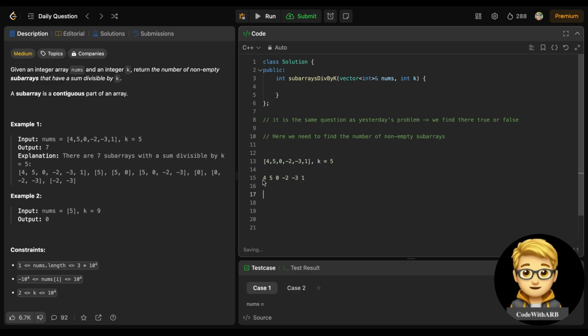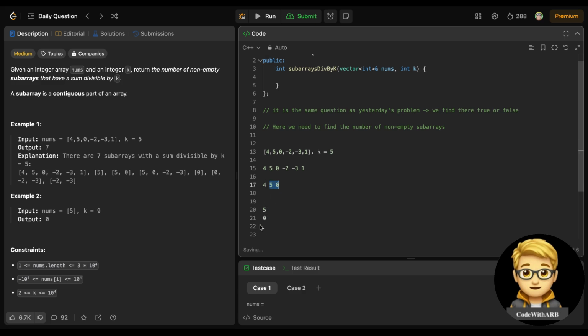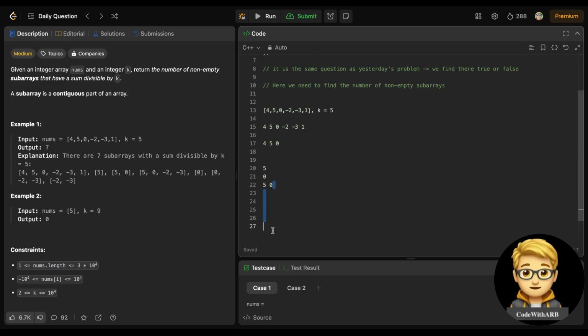If we see 4, is 4 divisible by 5? No, it's not divisible, right? Again, 4 plus 5 is 9, is it divisible? No. Now 5 alone: is 5 divisible? Yes, so one subarray is 5. Now 0 is divisible, so 0 can also be a subarray. And this 5, 0 can also be a subarray, right? So here we see three subarrays are possible till now.